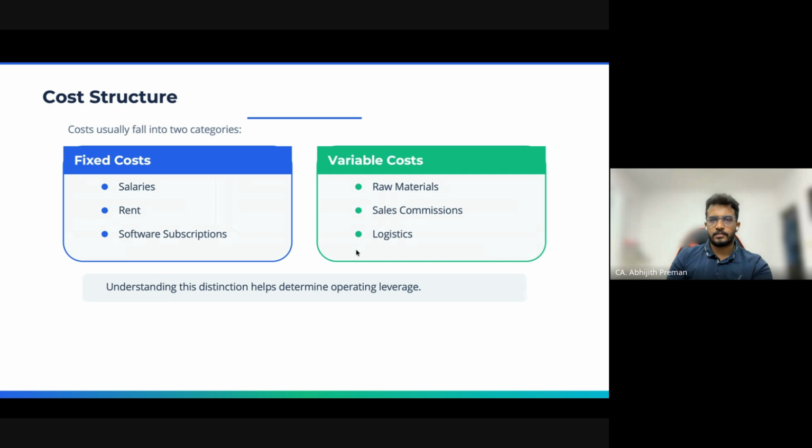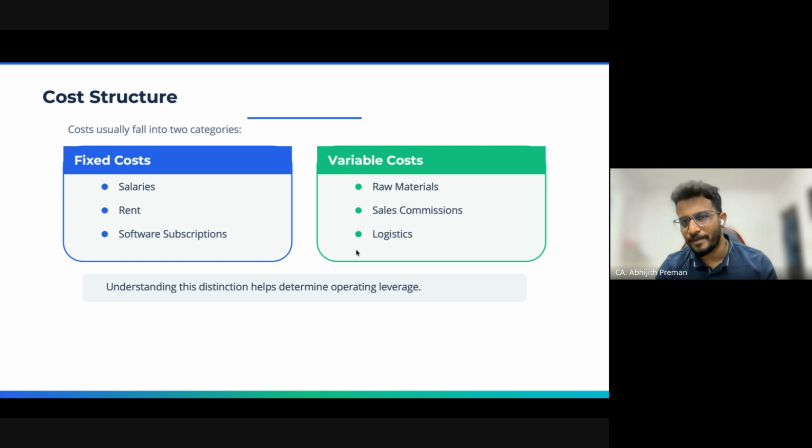Now we have the cost structure. After revenue, we have the expenses. So cost typically comes into 2 categories. We have the fixed cost and variable cost. Fixed cost is something which does not typically change depending on the driver, like the number of units sold, or the number of users, or maybe the number of customers.